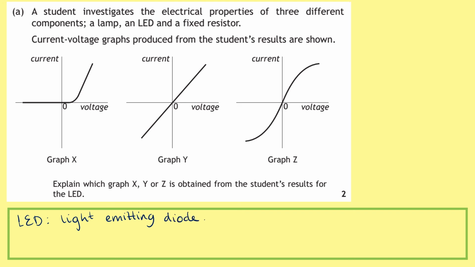And what do we know about diodes? Diodes only allow the electricity to pass in one direction. So the current can only flow through them one way. If it tries to flow back the other way, it does not work. So the current can only flow in one direction.